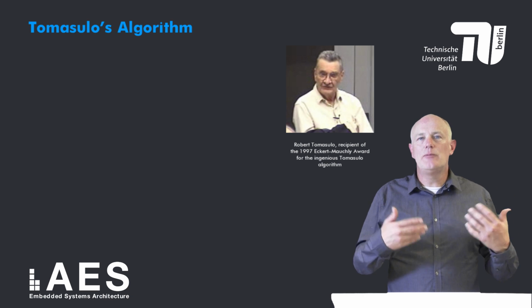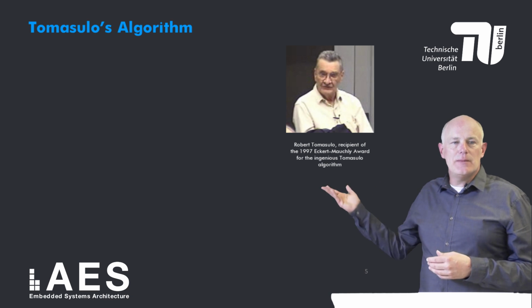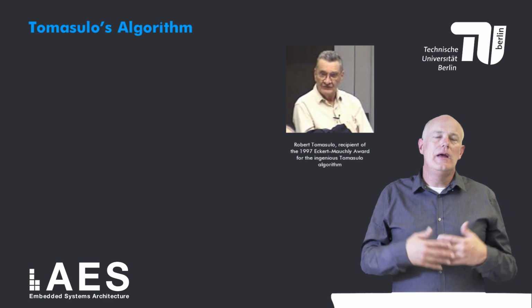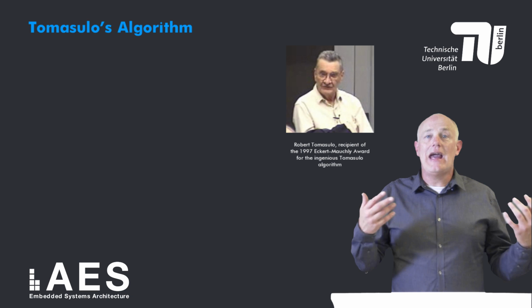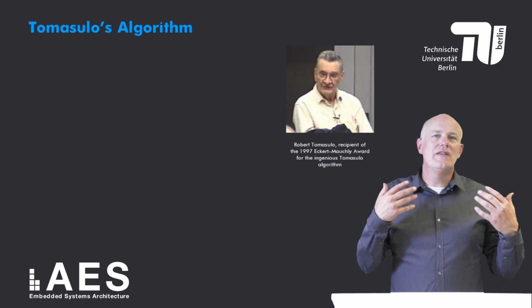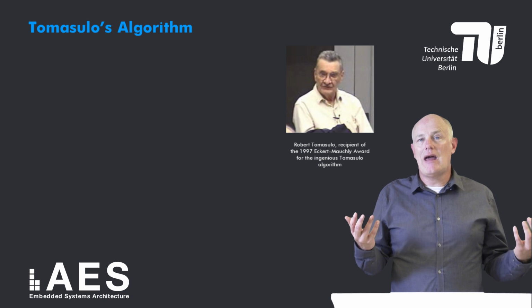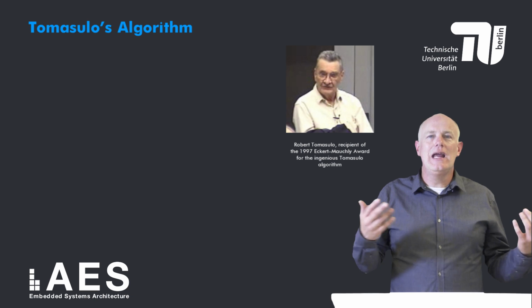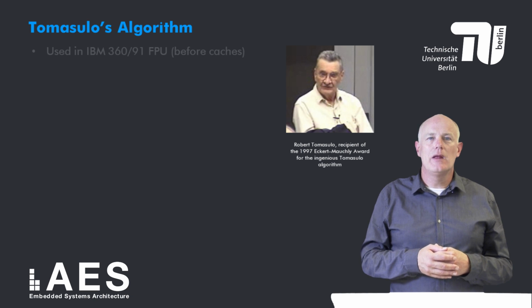I will now describe Tomasulo's algorithm. This is a picture of Robert Tomasulo, the man who invented the algorithm. In 1997 he received the Eckert-Mauchly Award, which is an important award in computer science, for his ingenious algorithm. If you have an algorithm named after you, you made it in this field. Unfortunately, he passed away in 2008.